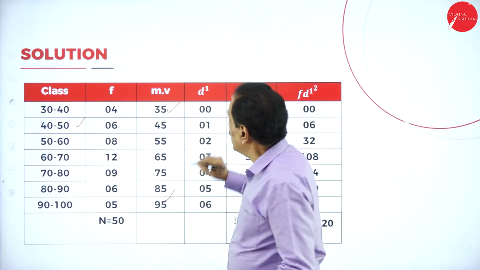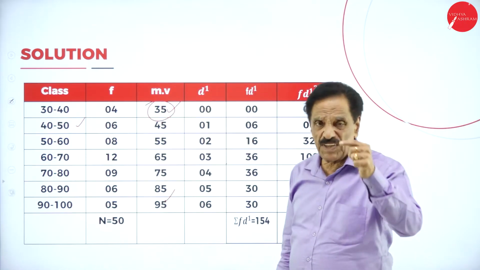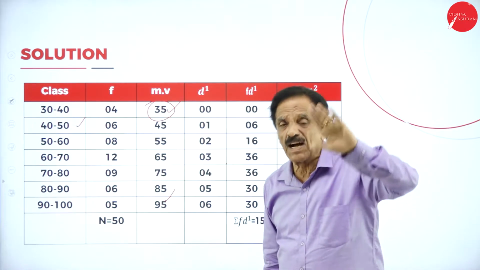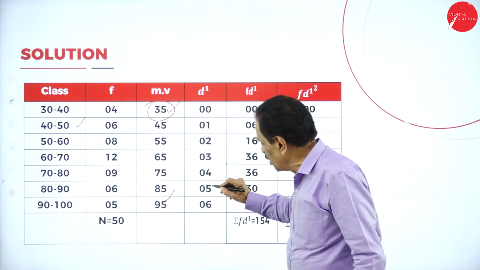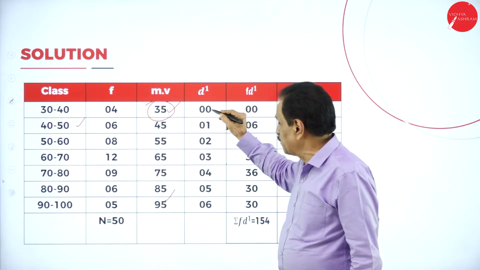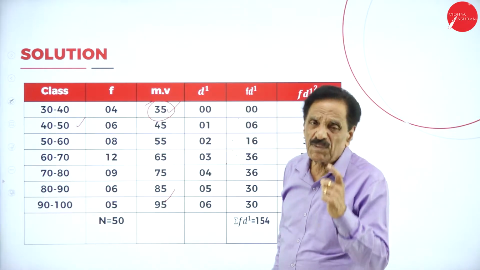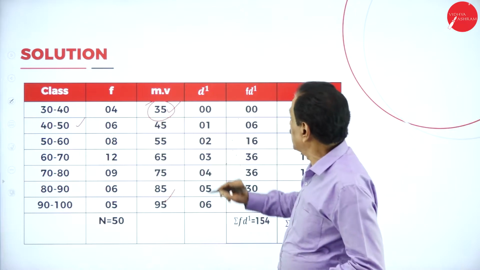Then d dash. You assume the first figure, because when you assume the first figure as the d dash, all numbers will come positive. So 1, 2, 3, 4, 5, 6. We can assume here also. Then 1, 2, 3, here minus, then becomes plus. Because of the positive numbers, I assume the first number as 0. What is the next step?